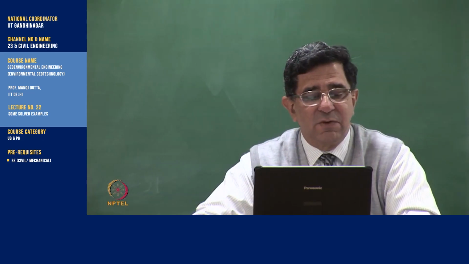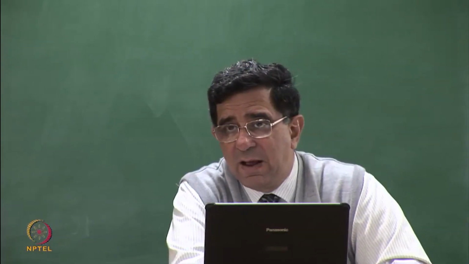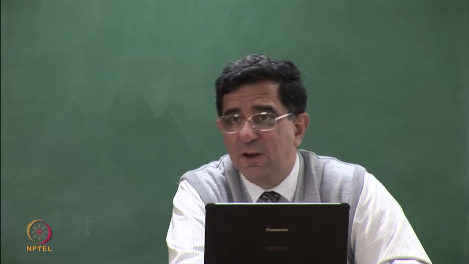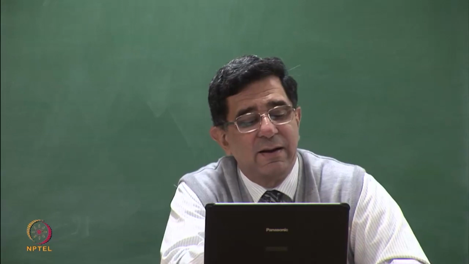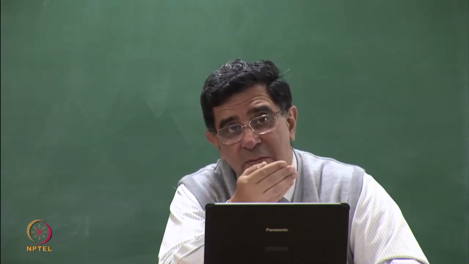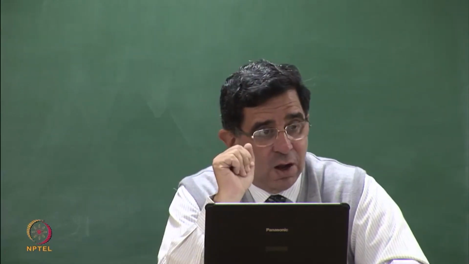If you look at this, our Vs in the compacted clay liner is 8.4 centimeters per year, and how many centimeters does it have to travel to come out of the liner? 90. So 90 divided by 8.4, 10.7 years is the amount of time when your leachate will come through. So you won't see any leachate at the bottom of the compacted clay liner till 11 years have passed. That's a huge amount of time. Just if you had a much lower permeability of the soil, let us say 5 into 10 to the power minus 8, then it would have been even longer.